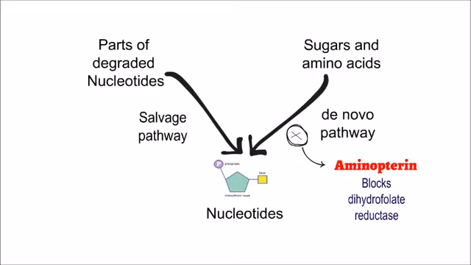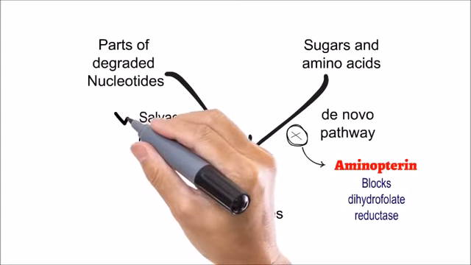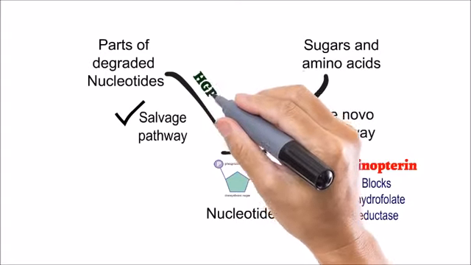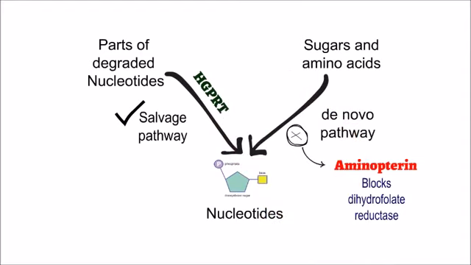Therefore, there is only one option left for the cells in the HAT media, and that is the salvage pathway. Cells can operate the salvage pathway, but for this also there is one condition: the cell must have one enzyme which is called HGPRT, that is hypoxanthine guanine phosphoribosyl transferase. Cells which have this particular enzyme can use hypoxanthine and thymidine as precursors to operate the salvage pathway. Plasma cells have this enzyme, but myeloma cells don't.